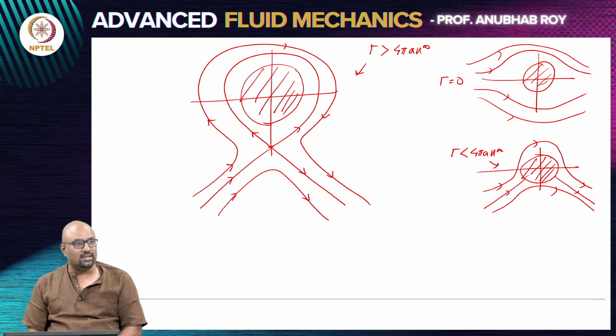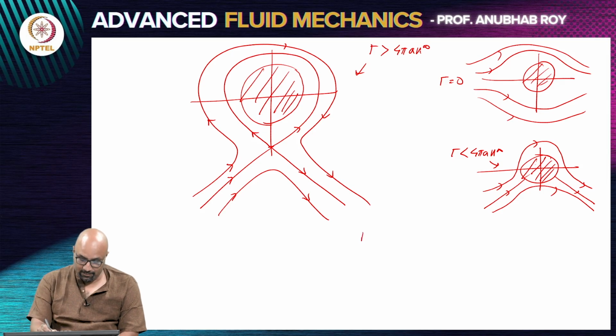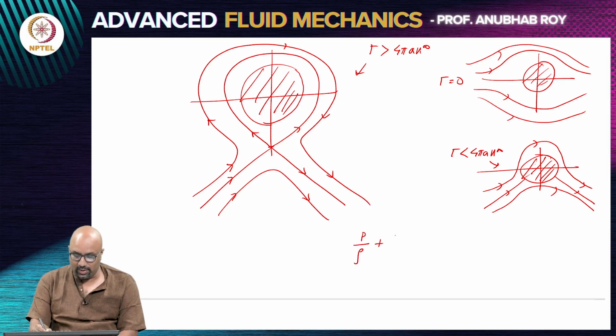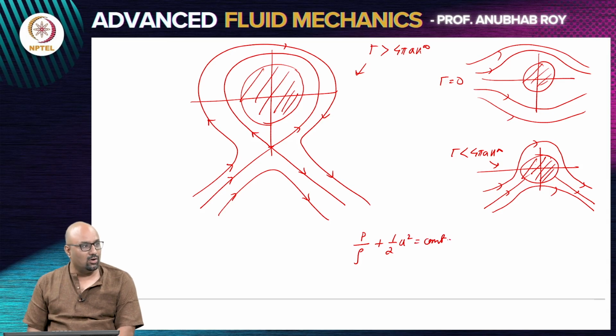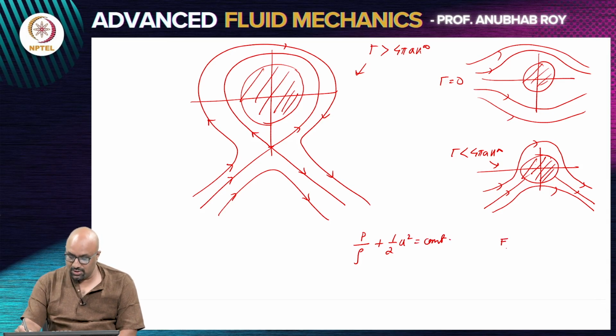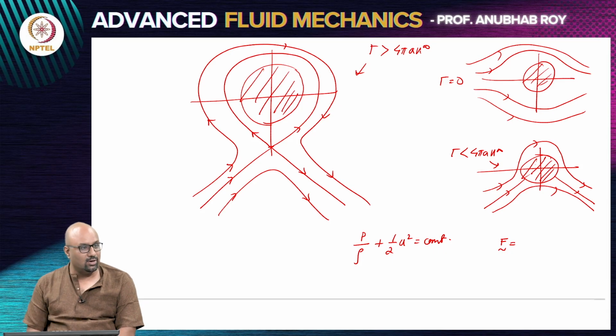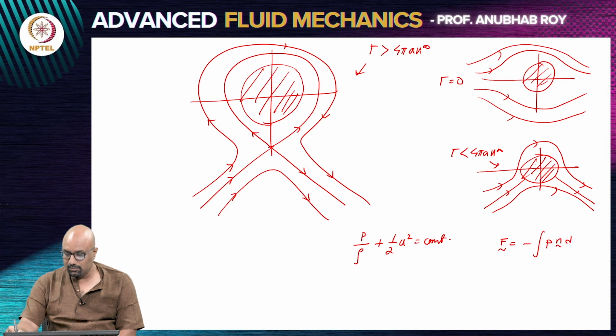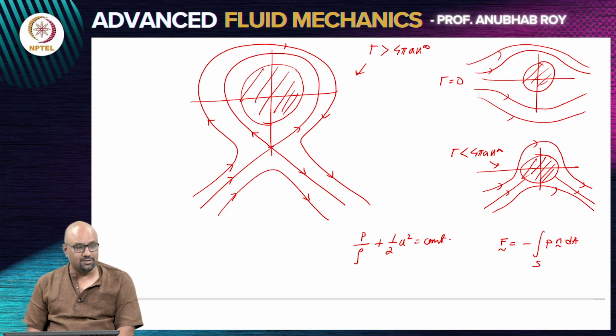What would be the force that the cylinder would get? Now, in potential flow, there is one interesting thing: because of Bernoulli, we use Bernoulli's equation to find what would be the pressure field, and then we know that to compute the force that the object is going to experience, we will integrate the pressure field over the surface of the object.